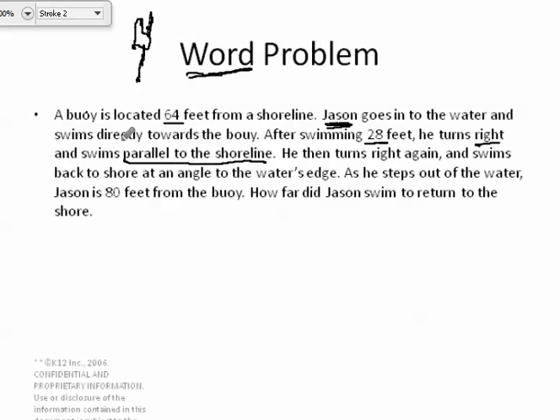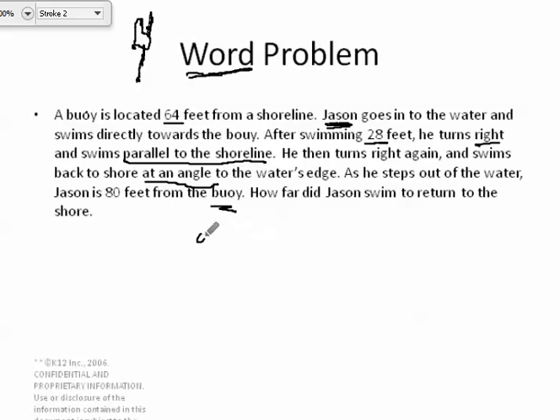That's an important point because it's going to make a parallel line, right? He turns right again and swims back to shore, but at an angle. He doesn't go directly back to the shore. He's coming at an angle to the water's edge. As he steps out of the water, Jason is 80 feet from the buoy. How far did Jason swim to return to the shore?